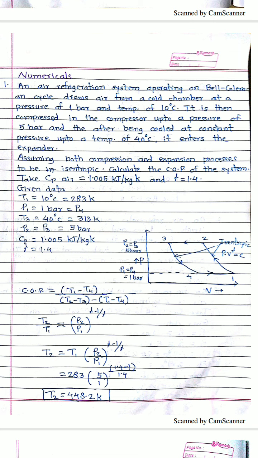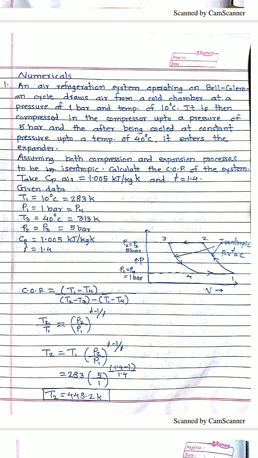So please read this carefully. What they have given: one refrigeration system is there, and that refrigeration system is operating on a Bell Coleman cycle. So when it operates on a Bell Coleman cycle, what happens? It draws air from a cold chamber, and that cold chamber pressure is 1 bar, and the temperature is 10 degrees Celsius.